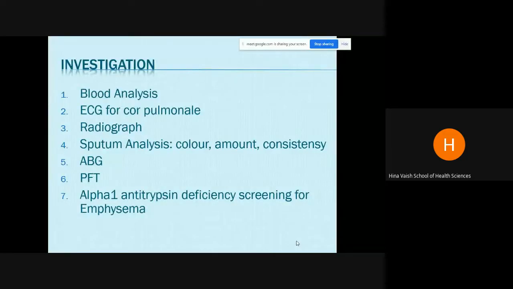Then ABG analysis is important, especially when the patient is hospitalized. In IPD cases, it becomes very important because that will help you decide what kind of physiotherapy management and what kind of breathing strategies you need to adopt. It will give you an idea whether the patient is landing into any kind of respiratory failure or not, and whether the PaO2, PaCO2 and bicarbonate levels are normal or hampered.